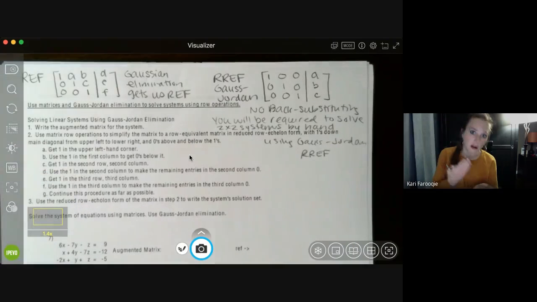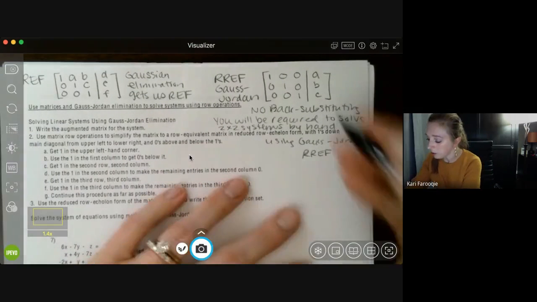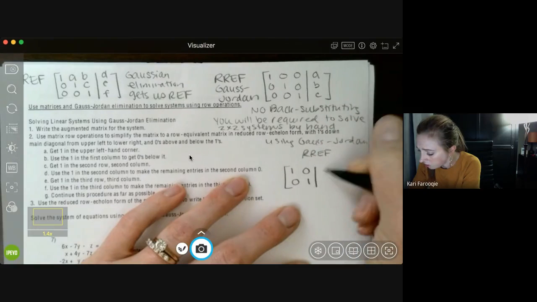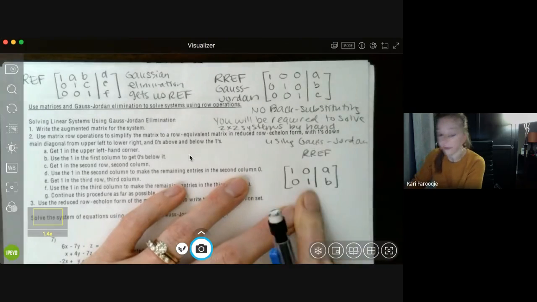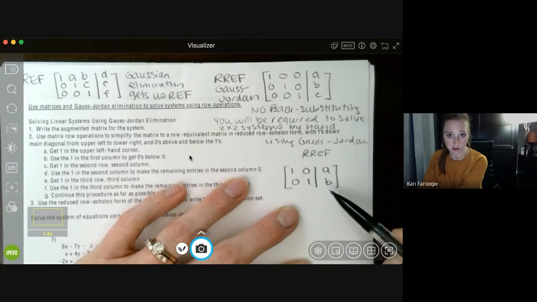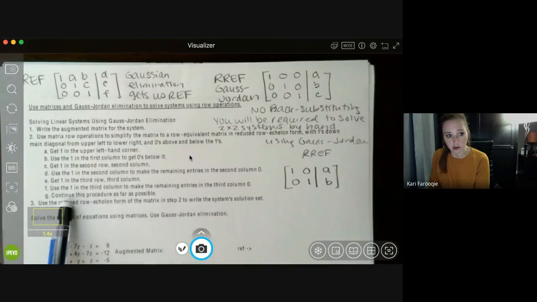I'm going to have one question on the quiz where I give you a system of equations with 2 equations and 2 unknowns, and I'm going to ask you to use Gauss-Jordan elimination to solve the system. When I ask you to do that, what I'm looking for is for you to get your matrix into something like this. It won't be that complicated, because you'll be looking at a 2x2 matrix. You're going to want ones on your main diagonal, zeros everywhere else, constants on the right. That's essentially what this information here is telling you.